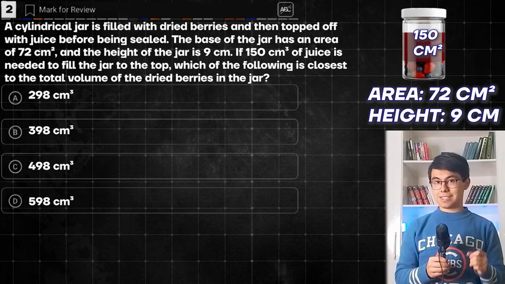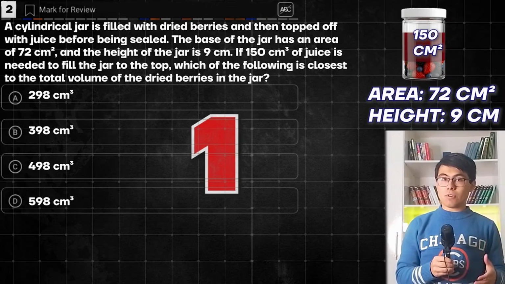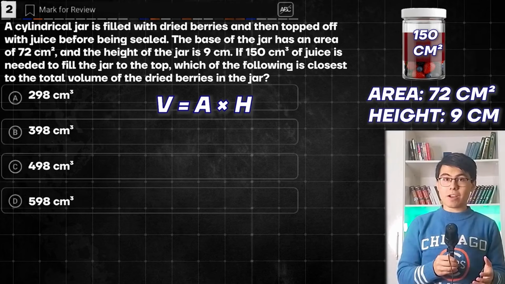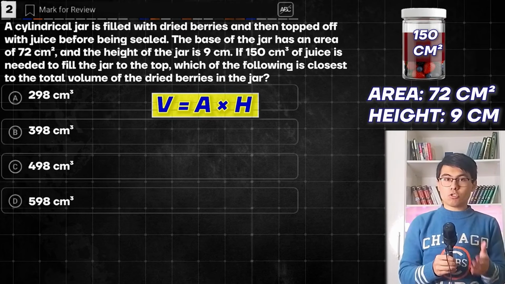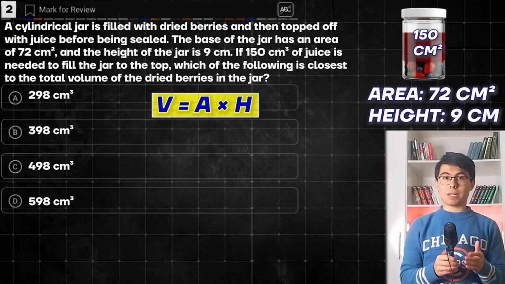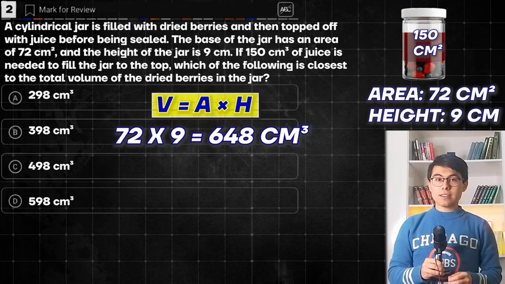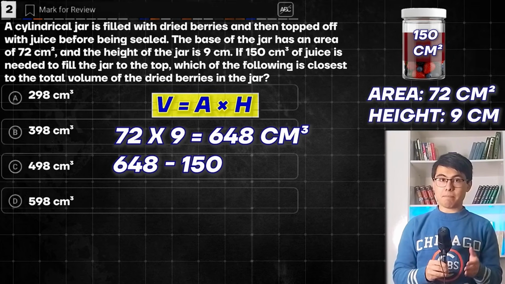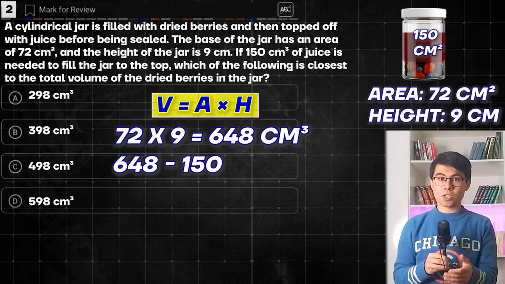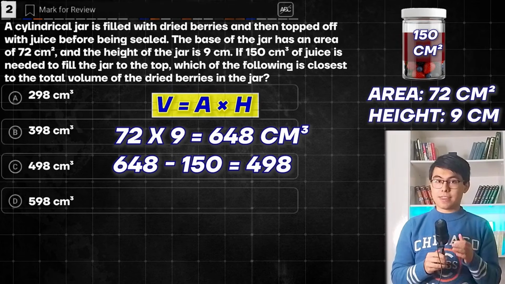So now it's time to lock in your answer. 3, 2, 1. Total volume of a cylinder is base area multiplied by height. And that's super simple. So total jar volume is 72 multiplied by 9. That's 648 cubic centimeters. To get the berries' volume, just subtract the juice. 648 minus 150, which gives 498 cubic centimeters. That's your answer.